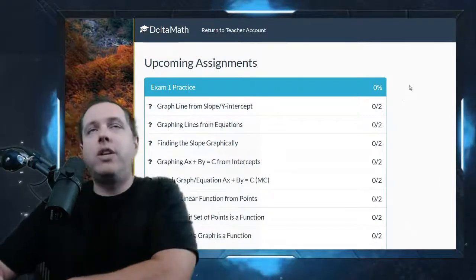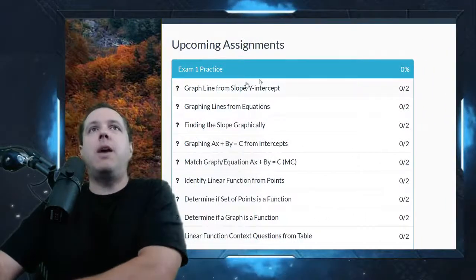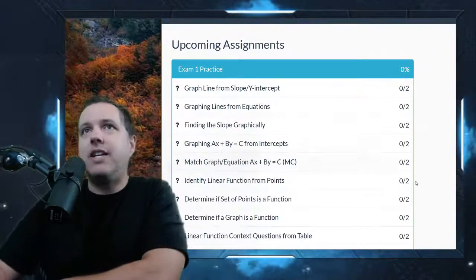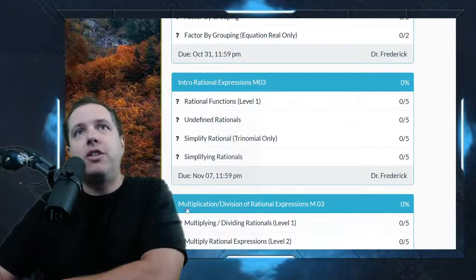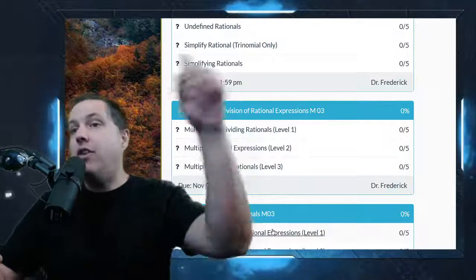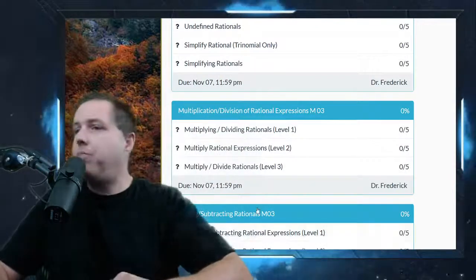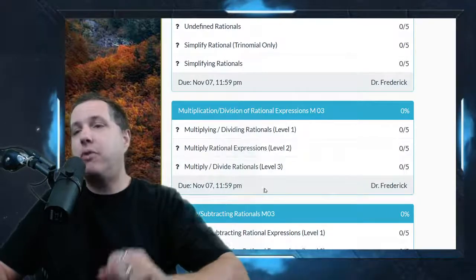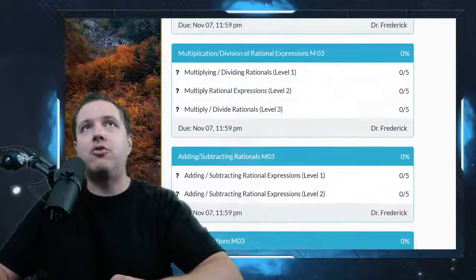So when you go into the account, right, this is the student view. So when you go in there, top assignment, exam 1 practice, that's what you should be working on. Notice that those other ones, the rational expression stuff, we're going to deal with that stuff on the other side of the exam. If you already worked on it, great, but it won't be on the test. So this rational expression stuff we're dealing with after the exam. Okay, so you don't have to stress out over that.